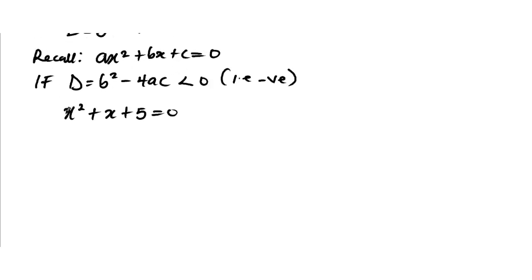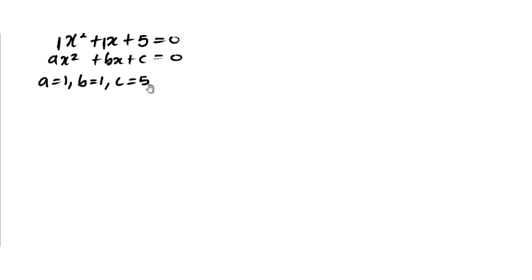So the coefficient of x squared here corresponds to a. So if I want to write it here, I write ax squared plus bx plus c is equal to 0. So the coefficient of x squared here is 1. The coefficient of x here is also 1, and c is 5. So a is equal to 1, b is also equal to 1, and c is equal to 5. So with this information, we can plug in into the discriminant.